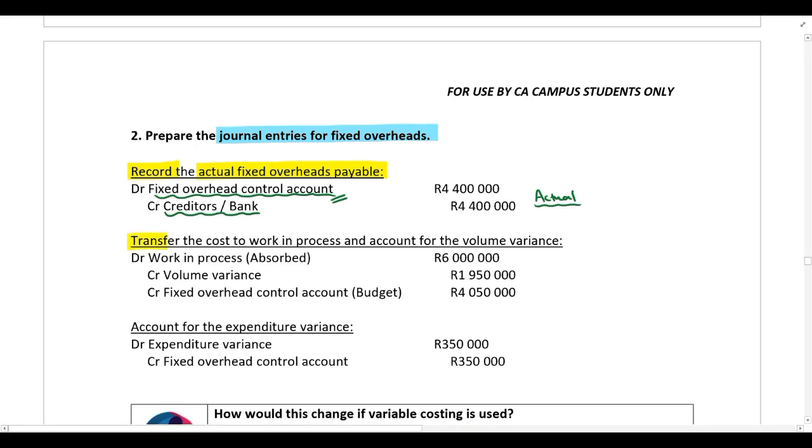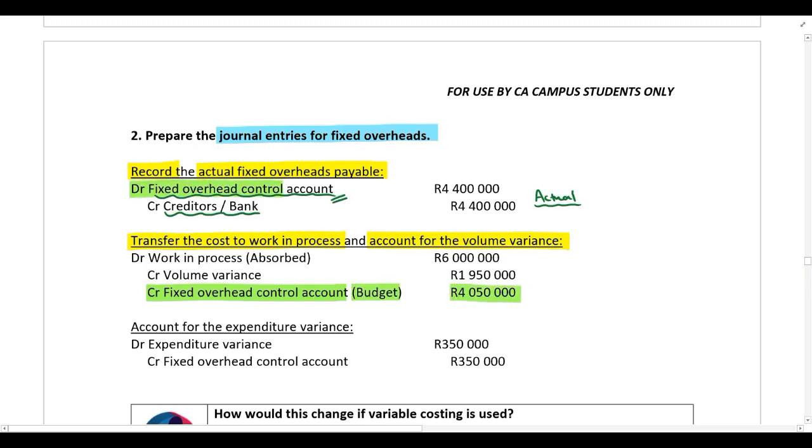We now transfer this to work in process. Remember, work in process is inventory. Inventory is made up of raw materials, work in process, and finished goods. So if we transfer this to work in process, we are taking the cost to inventory. And we are doing that because the company uses absorption costing. So we are going to transfer the cost to work in process and also account for the volume variance at the same time. So what you do is you credit the fixed overhead control account with the budgeted cost.